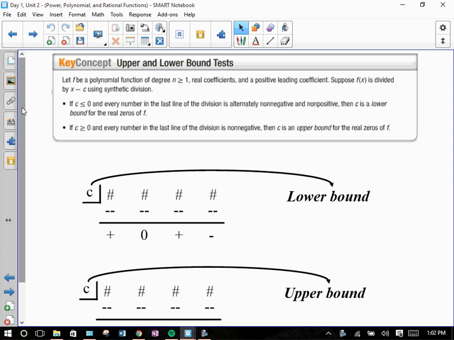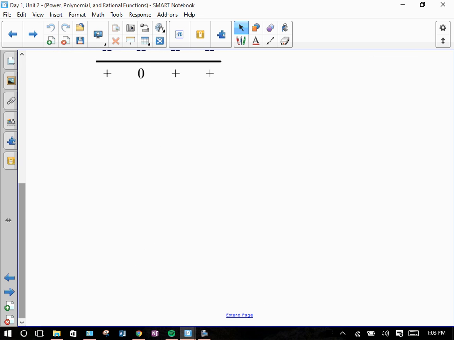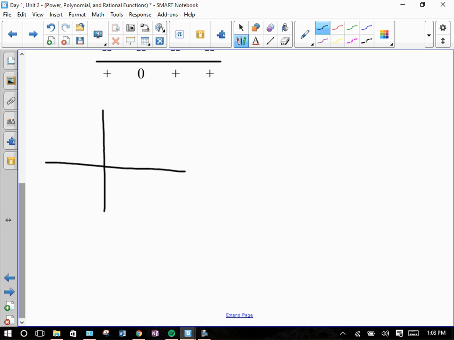So what this is going to do is, I'm going to draw a picture real quick. Let's say we have a polynomial. I'm going to come back up to this real quick. Let's say we have a polynomial and this graph looks like this. 1, 2, 3, 4. 1, 2, 3, 4.